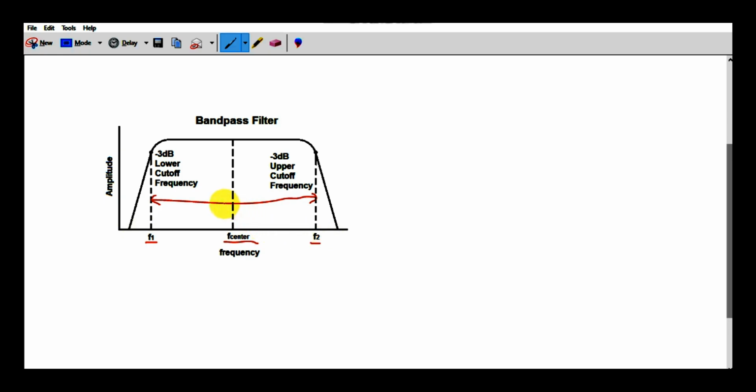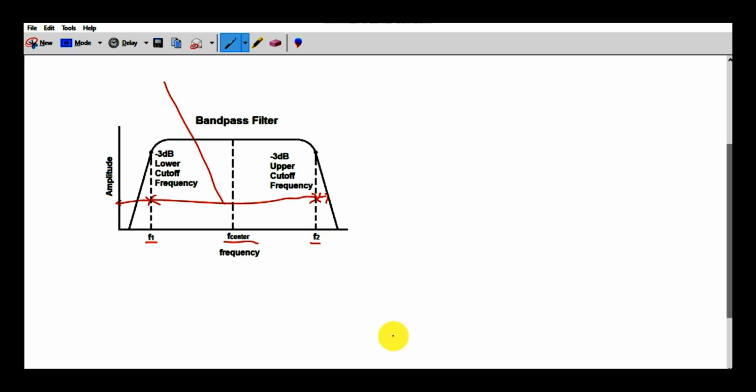This is basically the pass band, and these two regions are the stop bands of the band pass filter. So in a nutshell, what is a band pass filter? A band pass filter passes a selective frequency band, and it attenuates other frequencies: if the frequency is lower than f1, it attenuates, and if the frequency is higher than f2, it attenuates. This is the basics of the band pass filter.